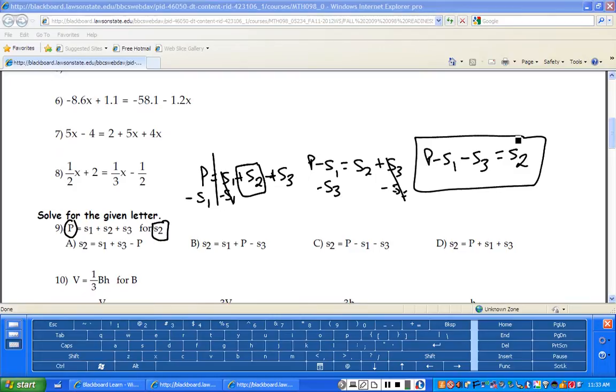Number 10, currently this equation is solved for V, and they want you to turn around and solve it for b instead. So we're trying to get b by itself. So that means we have to get rid of the 1/3 and the h. Okay, so to get rid of the 1/3, we multiply both sides by the reciprocal of this fraction, the flip of this fraction, which would be 3/1. So multiply both sides by 3/1, which is just 3. So I multiply the left side by 3, and I multiply the right side by 3.